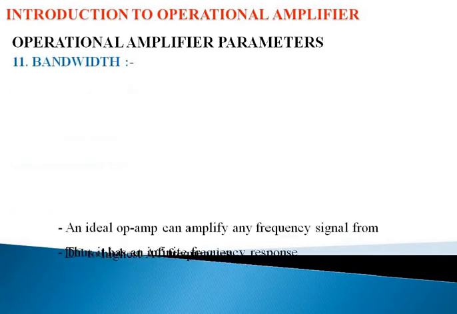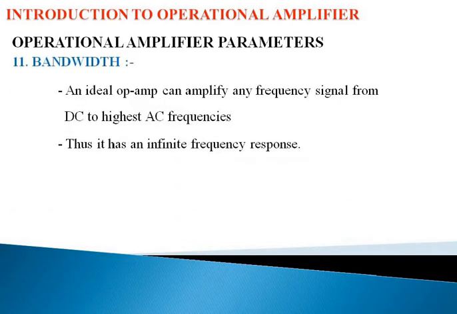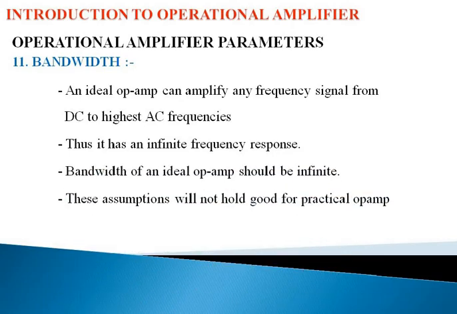The next is the bandwidth. An ideal op-amp can amplify any frequency signal from DC to highest AC frequencies. Thus, it has an infinite frequency response. That is, bandwidth of an ideal op-amp should be infinite. That is, it can amplify input signals of any frequencies. These assumptions will not hold good for practical op-amp.